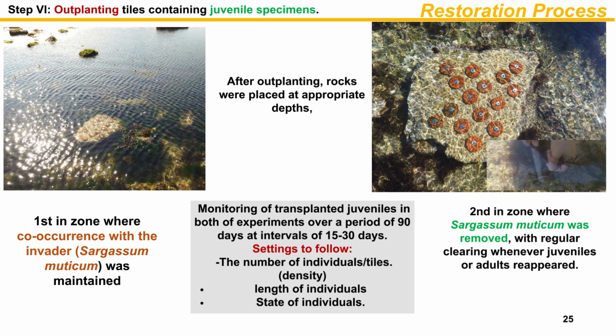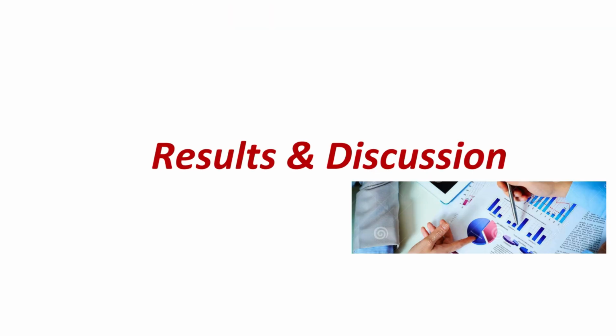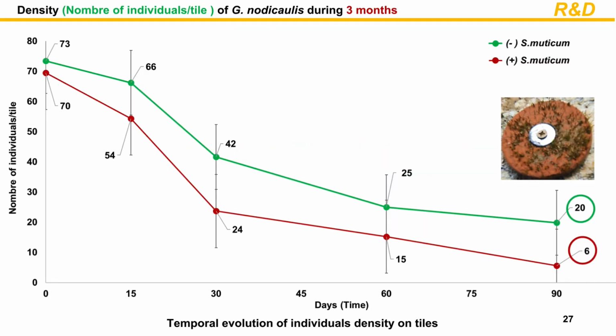under these 2 conditions. For the results, as you see, this graph shows the survival, or the density, of juveniles over 5 time points in 2 experimental conditions. At time 0, both the cleaned zone and the zone with Sargassum muticum show high juvenile survival. After just 15 days, the density drops sharply, especially in the impacted site.